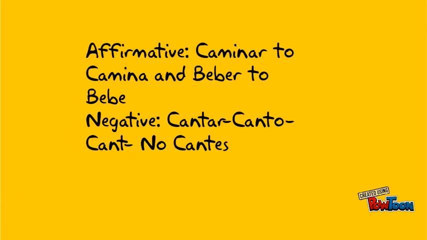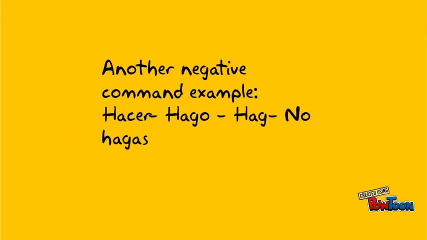Another example would be hacer. First step we change it to hago. Drop the O, then we would have hag. Add the opposite ending to make it no hagas. To make the command negative, you need to put the no in front of the verb.